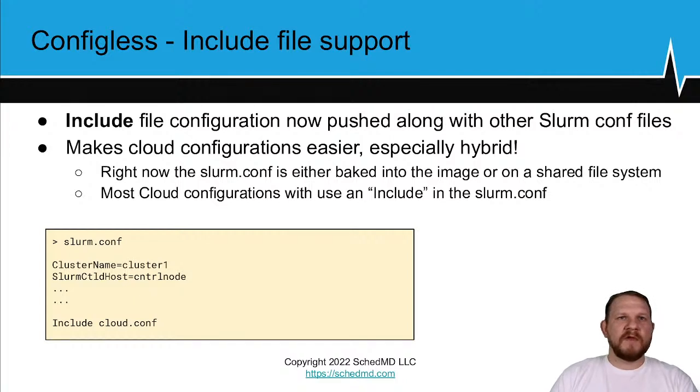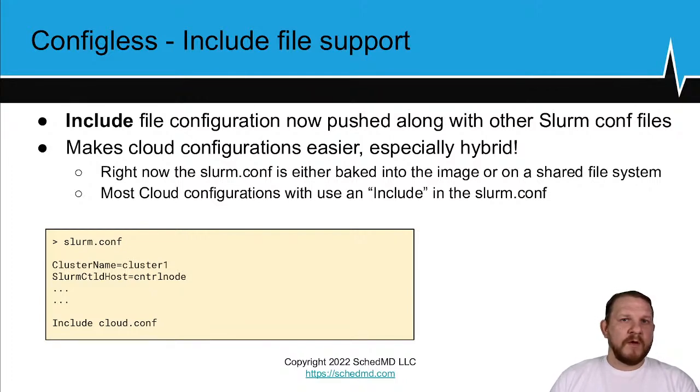Second is Configless. Configless we've had in Slurm for a couple of releases now. It allows you to have Slurm push the configuration to the compute nodes, and you don't need to have a slurm.conf local on that compute node or shared across a shared file system. But now it will also take include files that are in your configuration and push those along with the other slurm.conf files. And so this makes cloud configurations much easier, especially hybrid.